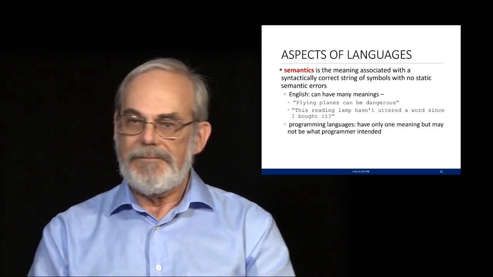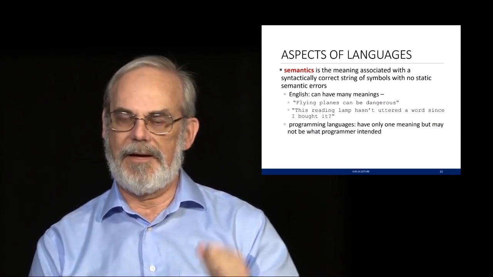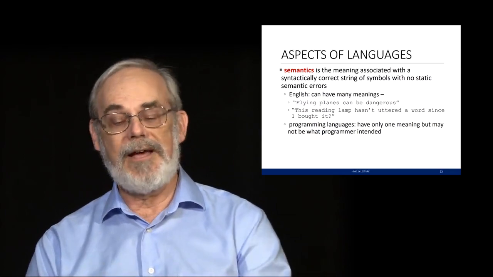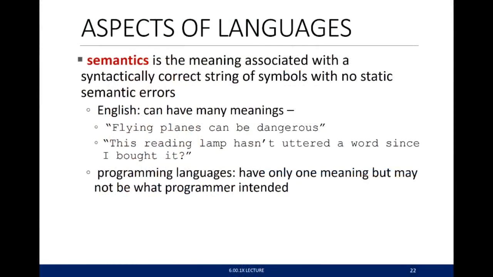In English, we can have a sentence that's both statically semantically correct and syntactically correct, but can have multiple meanings. Flying planes can be dangerous. Does that mean if I'm flying it, it's dangerous? Does it mean if they come out of the air and crash on you, they're dangerous? There are multiple interpretations to it. Or from an old joke, this reading lamp hasn't uttered a word since I bought it. Obviously playing on the word reading lamp in a different way. Different meanings associated with it.